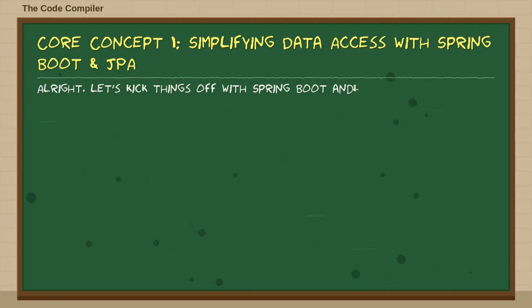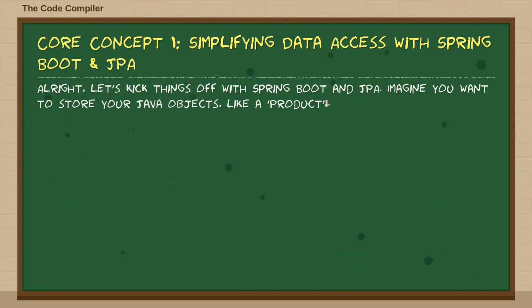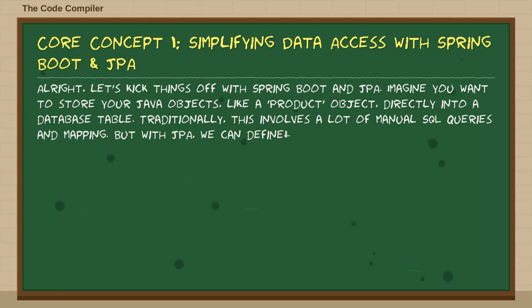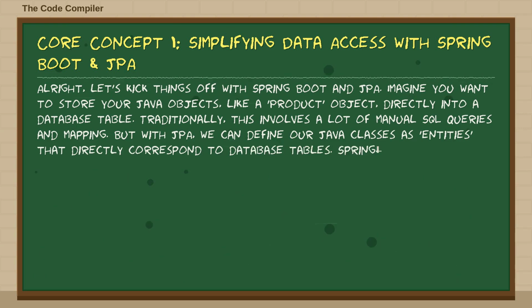Alright, let's kick things off with Spring Boot and JPA. Imagine you want to store your Java objects, like a product object, directly into a database table. Traditionally, this involves a lot of manual SQL queries and mapping. But with JPA, we can define our Java classes as entities that directly correspond to database tables. Spring Boot makes setting up this entire environment incredibly simple, handling much of the configuration automatically.